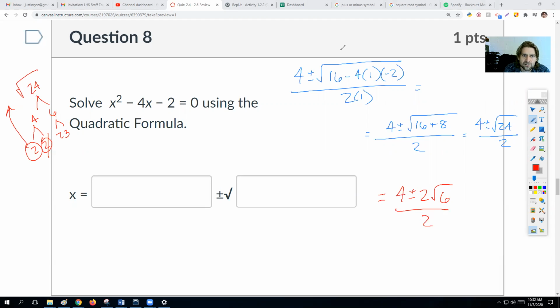So the only thing we need to do now is to see if we can divide. We actually can. We can divide 4 by 2, and we can divide 2 by 2. So we get 2 plus or minus 1 radical 6. Now, if you wanted to do that by completing the square, you sure can. Might have been easier to do that, but 2 plus or minus radical 6.